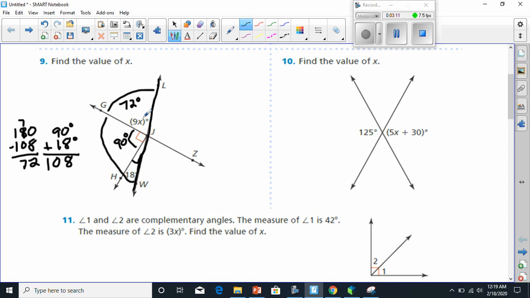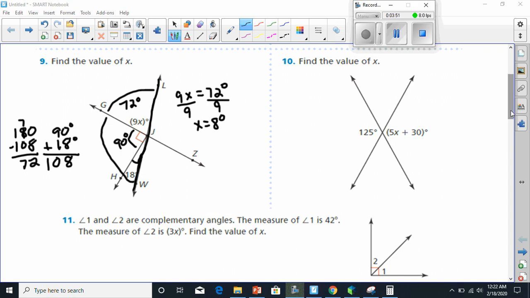Now, we also know this angle is 9 times x. So we can say that 9 times x is equal to 72 degrees. We can use the properties of division to isolate x by itself. Whatever I divide from one side, I divide from the other. And now x is going to leave us with, well, 9 times 8 is 72, so x is 8 degrees. And that solves number 9.